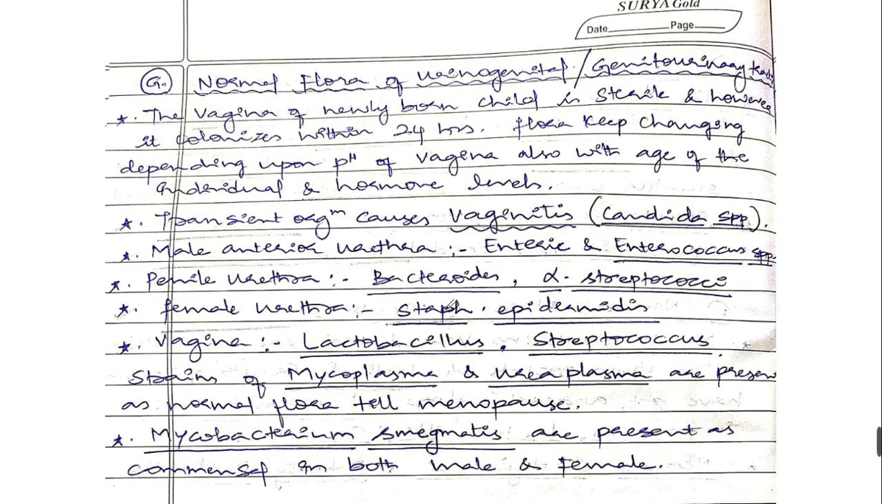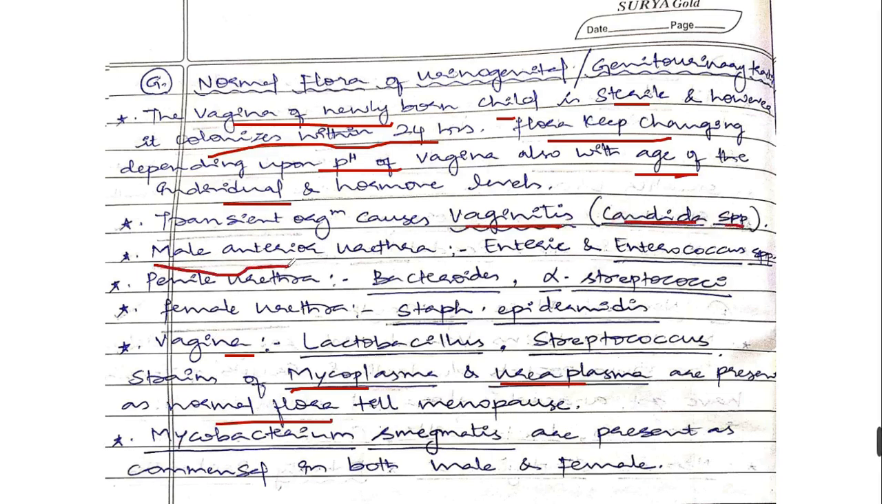Finally, normal flora of the urogenital or genitourinary tract. The vagina of a newly born child is generally sterile. However, colonization happens within 24 hours after birth, and the flora keeps changing depending upon the pH and also with the age of an individual. The vagina consists of lactobacilli, streptococcus, and strains of mycoplasma and ureaplasma as their normal flora. Transient organisms that cause vaginitis include Candida species.